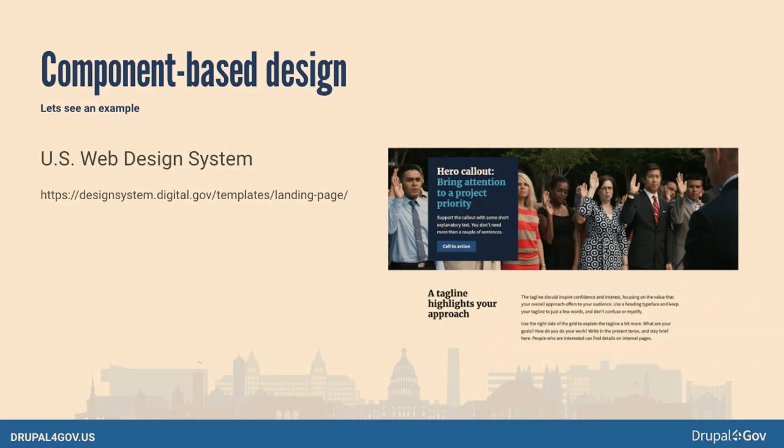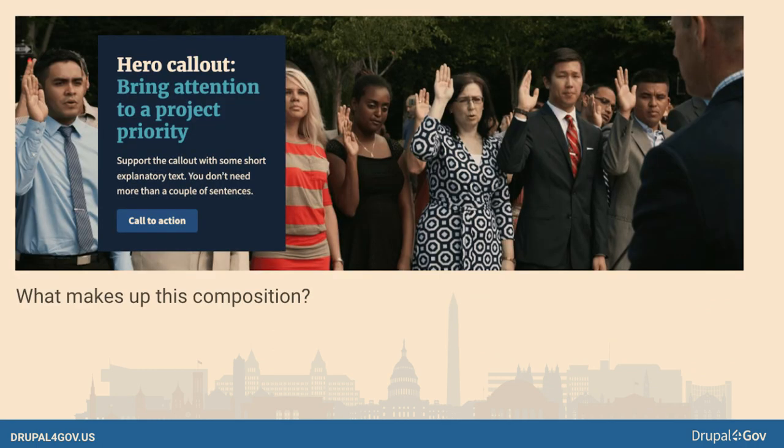All right, so let's take a look at component-based design in the U.S. web design system. On the U.S. web design system website, there's a templates landing page section, and this is something I've seen on probably every website that uses the U.S. web design system: a hero in some form or fashion, and then the section below it. I just want to make sure everybody's on the same page here. Who can tell me what makes up this composition?